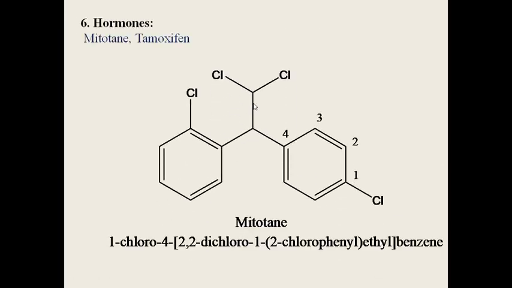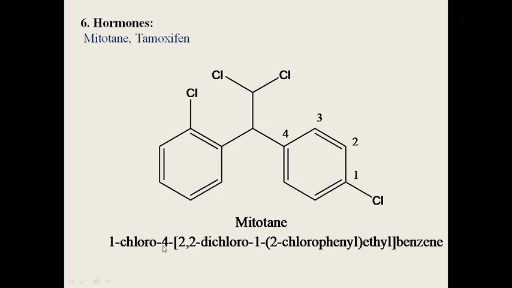And in case of hormones we have mitotane, tamoxifen. This is a structure of mitotane. Its IUPAC name goes like 1-chloro-4-[2,2-dichloro-1-(2-chlorophenyl)ethyl]benzene. Here this is the primary structure from which this IUPAC name is derived. You can see here at position number 1 there is chloro.